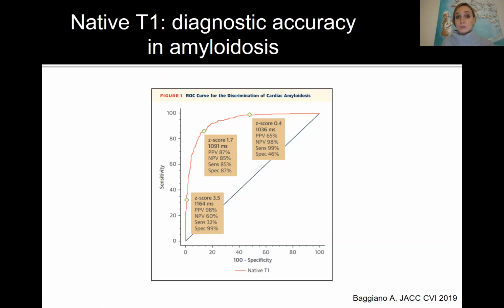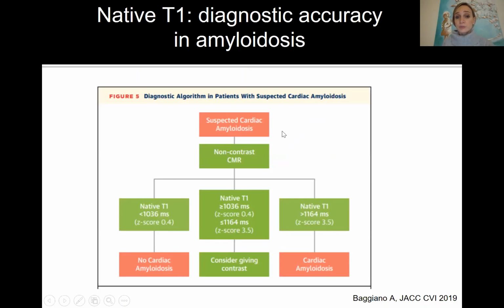So can we just use a non-contrast approach in all patients? What is proposed in this paper is that when the native T1 is very low, with a MOLLI at 1.5 Tesla less than 1036, then the probability of amyloid is extremely low, and you can exclude that with a high sensitivity. When the native T1 is very high, you can then diagnose cardiac amyloidosis with a high specificity. But in all the intermediate range, you should give contrast.